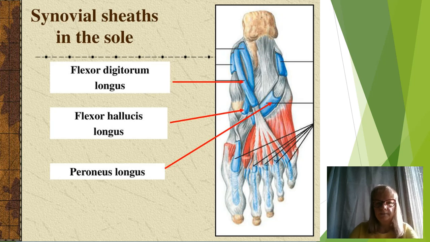Okay, on the plantar surface, we have a sheath for the flexor digitorum longus, which is a continuation from the medial aspect. Next we have also a continuation, the sheath for flexor hallucis longus. And the last one, an additional sheath for the peroneus longus muscle.